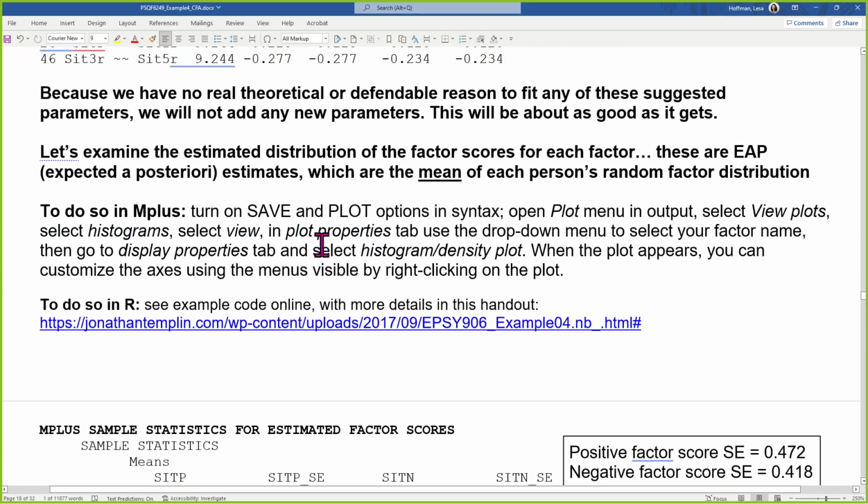So the next thing that I did here is look at factor scores and stuff. So we have outputted factor scores for each of these things.